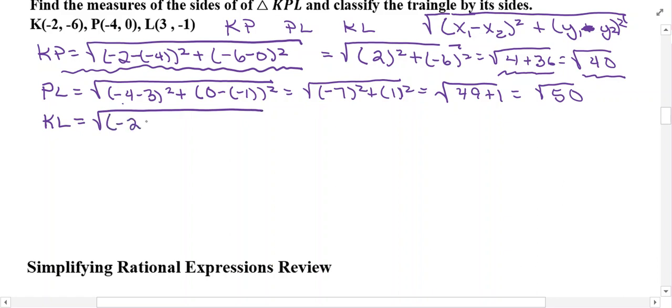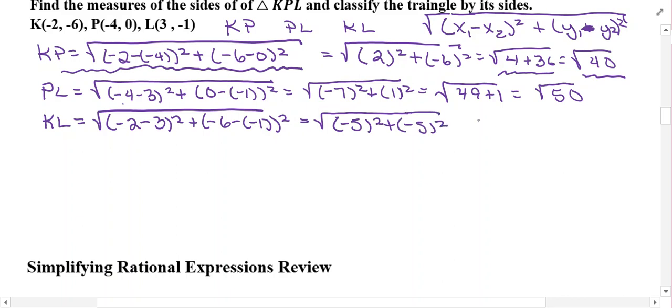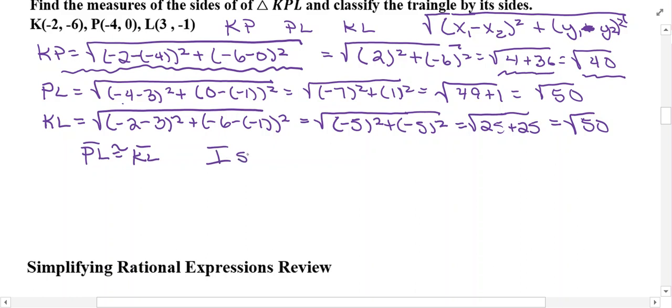The last one we have to look at is KL. The differences in the x's squared plus the differences in the y's squared should give us -5 squared plus -5 squared. So we have two sides where the measures are equal, so they're congruent. So this triangle is isosceles.